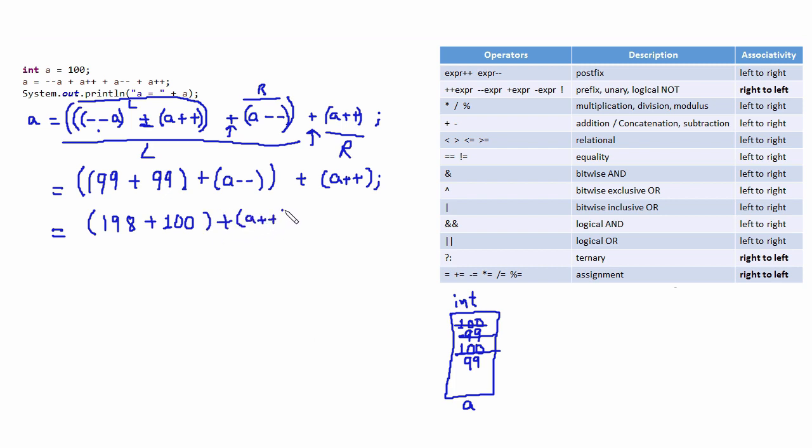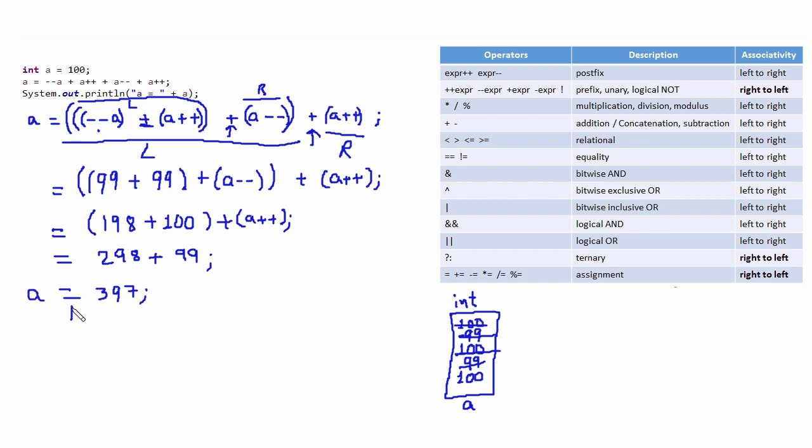A++ equals to, this will become 298 plus A++. Now the value of A is 99. It's a post increment operator which says use it first in the expression and then go and change in the memory. So A will become 100. So this equation will become 397. So this is A equals to 397.